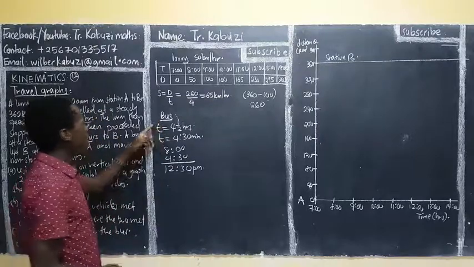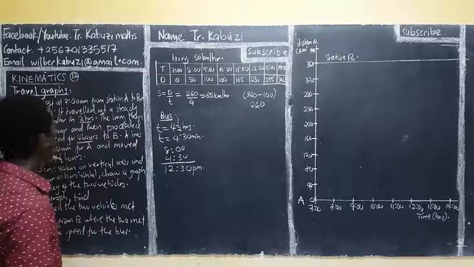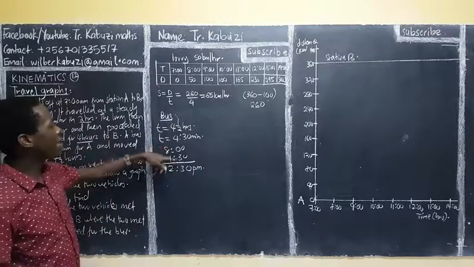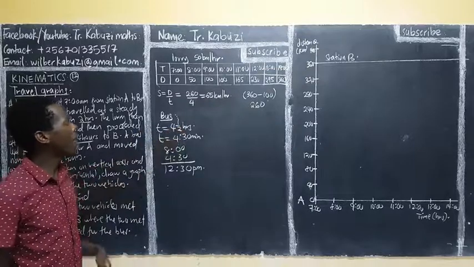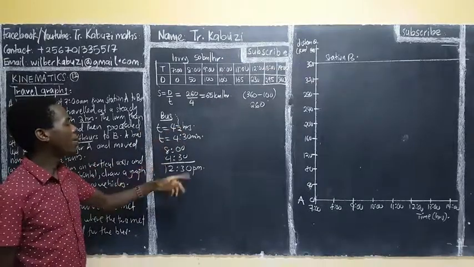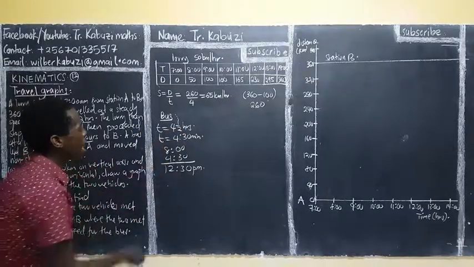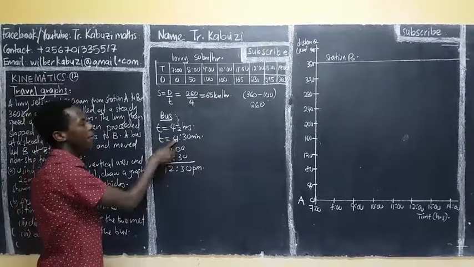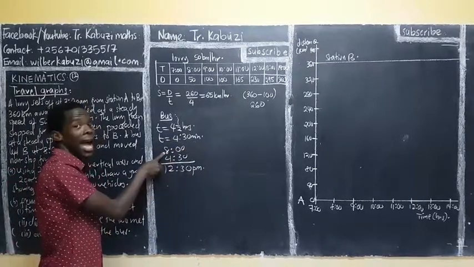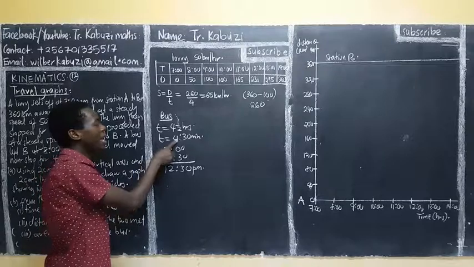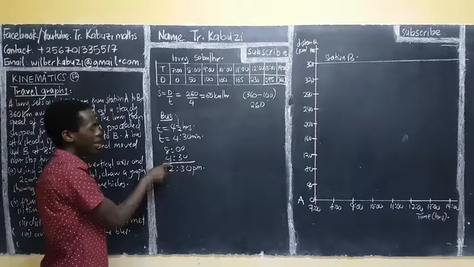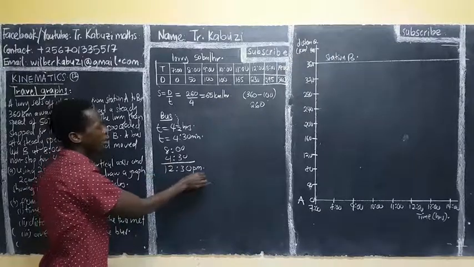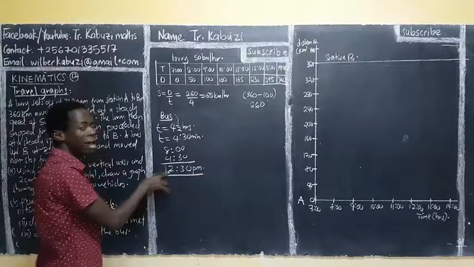Then for the bus, it traveled non-stop. It started at 8:30, and it took 4.5 hours to reach A. So 4.5 means 4 hours and 30 minutes. If we add this to 8:30, we get 30 minutes and then 12. So it means it reached town A at 12:30.